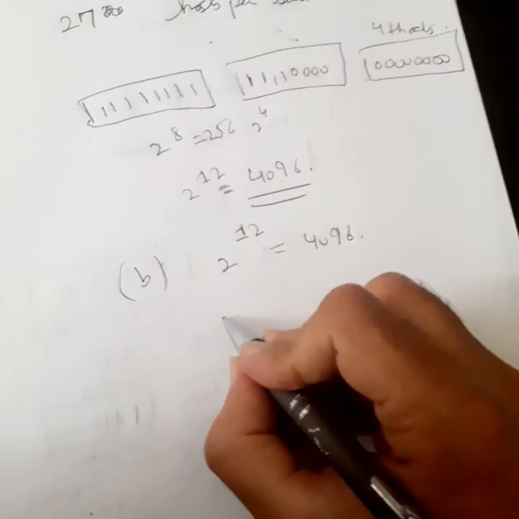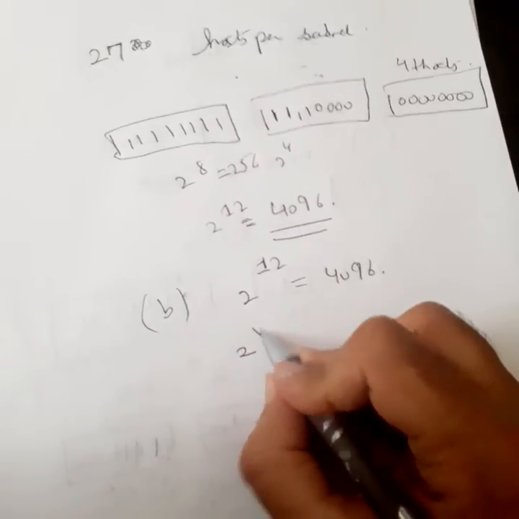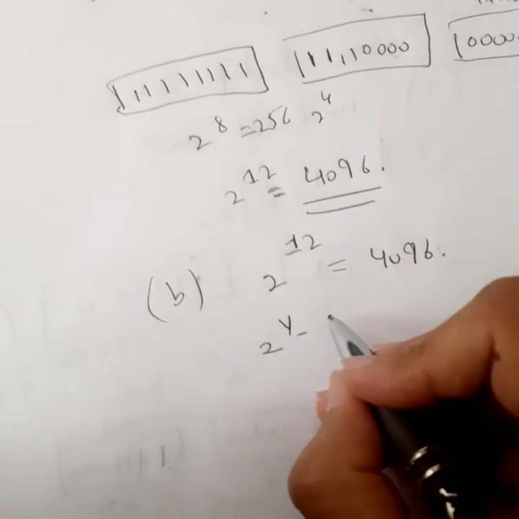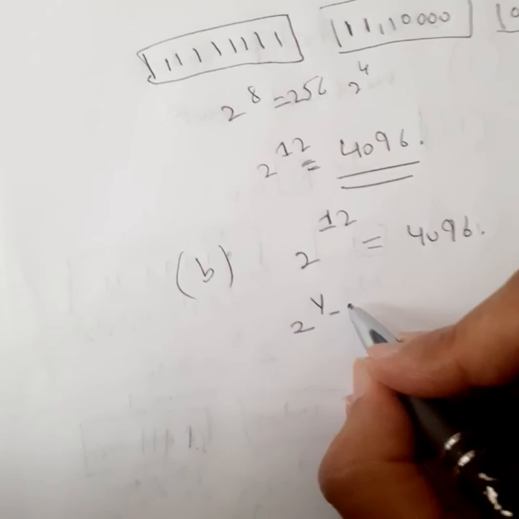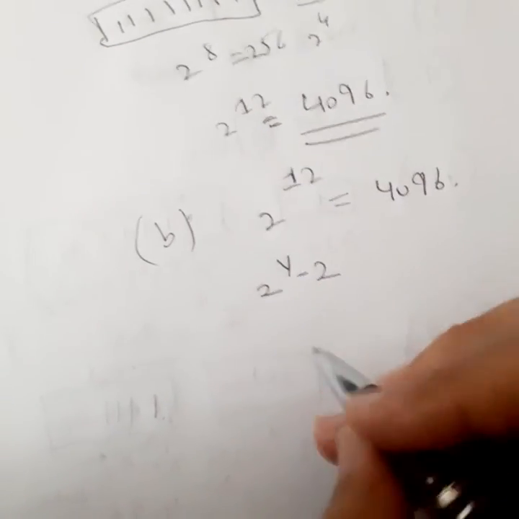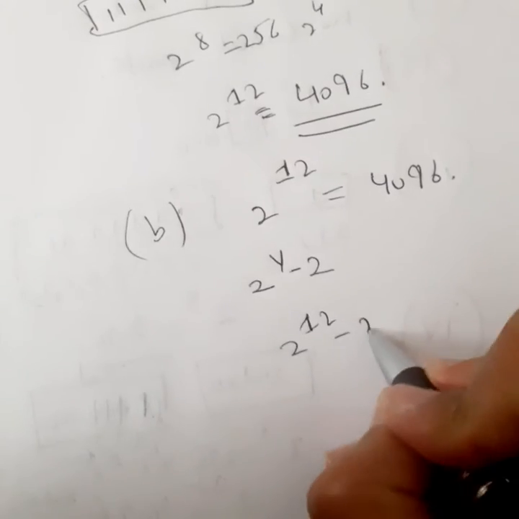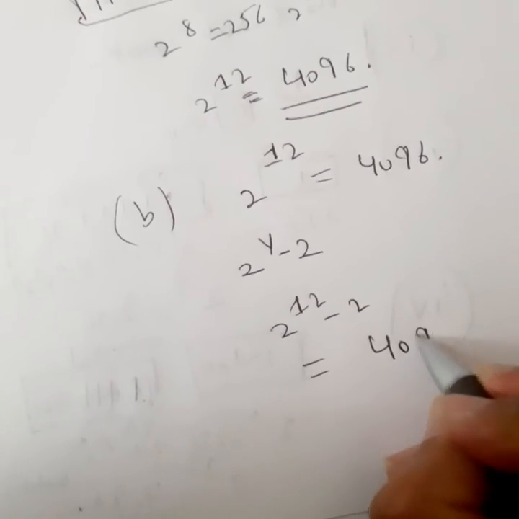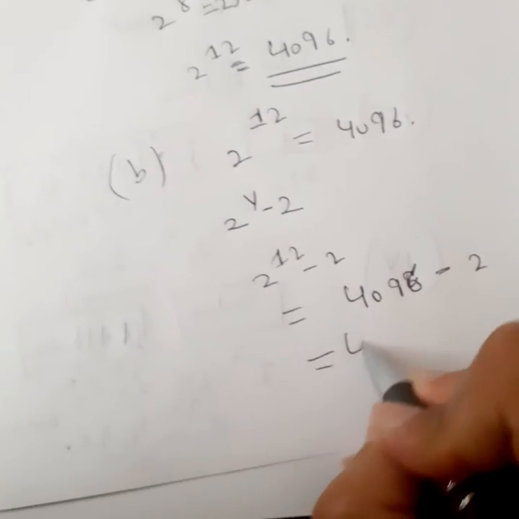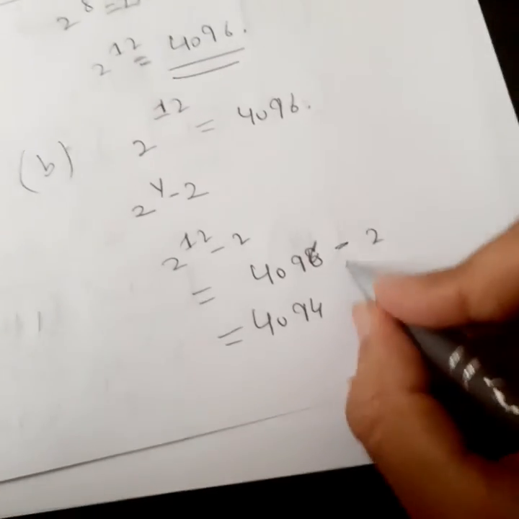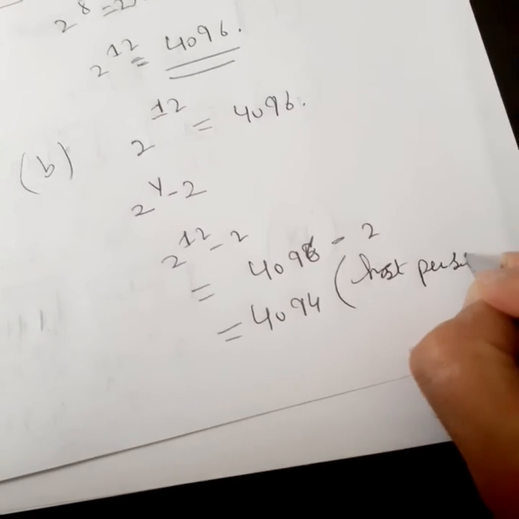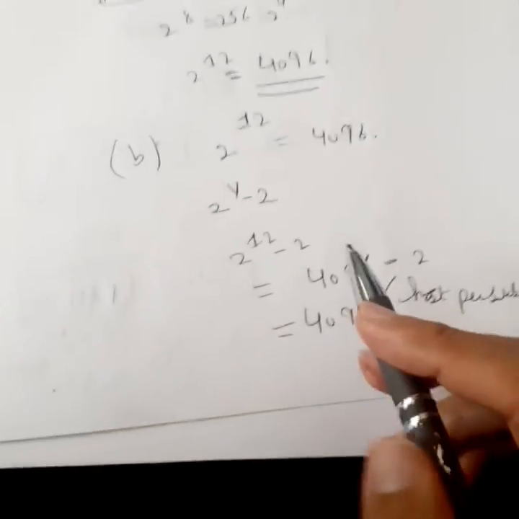Now, there's a twist here. In order to find hosts per subnet, you always use a formula. That's 2 to the power y minus 2. So y here is 12. So 2 to the power 12 minus 2. That's going to be 4096 minus 2, and 4094 hosts per subnet. So that's our second answer.